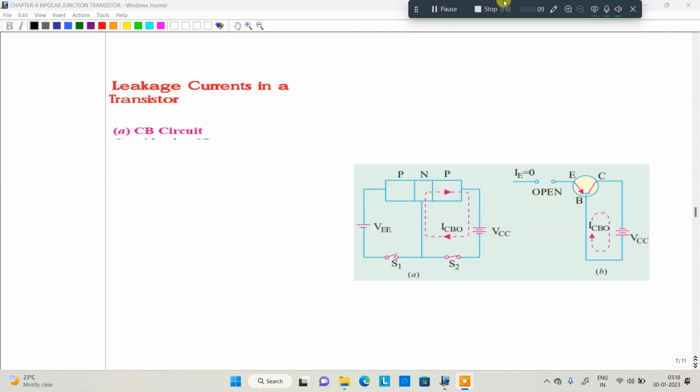Okay, BJT. So in this particular video we are going to discuss the leakage current and thermal runaway. So leakage currents in a transistor we are going to discuss. First we'll take up the common base circuits.